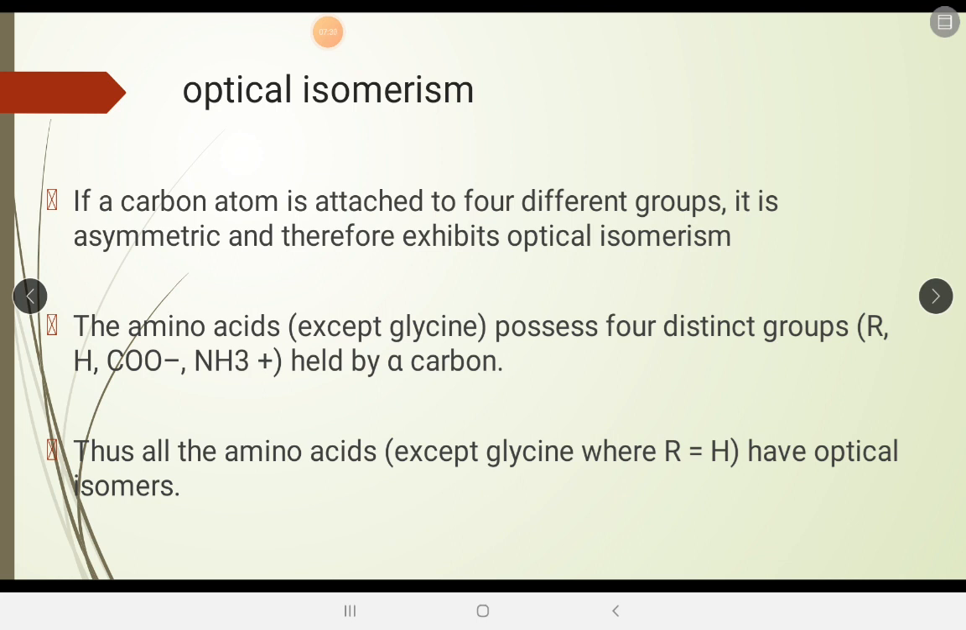All amino acids except glycine possess 4 different groups. What are those 4 different groups? The R side chain, H, COO minus and NH3 plus held by the alpha carbon atom. Thus, all the amino acids have optical isomers except glycine. It's an important MCQ question.